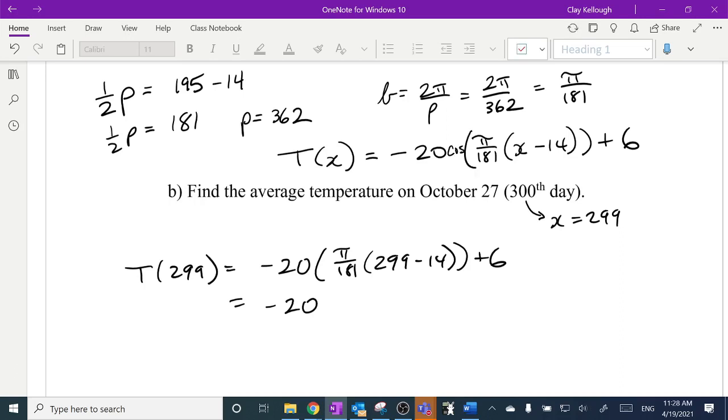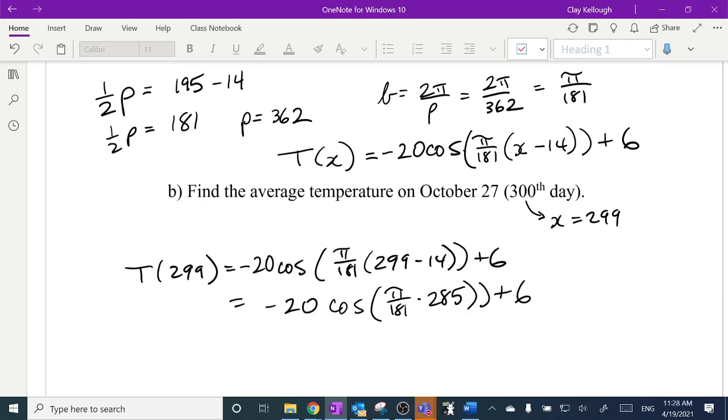Did anybody write cosine even though I ignored it? Sorry, that's a mistake. There we go. And then I didn't do it here either. Let me erase that. Negative 20 cosine. There we go. Okay, so negative 20 times the cosine of, okay, I might as well do this subtraction here, pi divided by 181 times, and 299 minus 14 is 285.